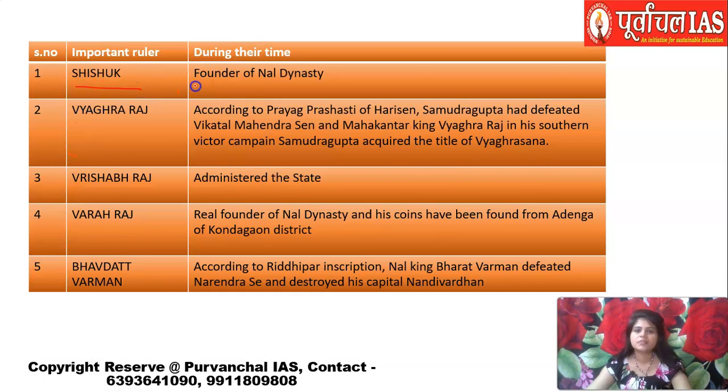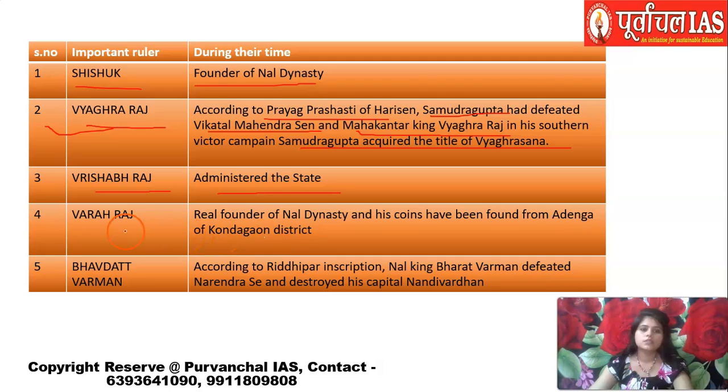Okay, let's see about them one by one. First ruler Shishuk, who is said to be the founder of the Nal dynasty. Vyagraj. Now this Vyagraj was defeated by Samudragupta. I've told you before also, it is mentioned in the Prayag Prashasti of Harisen that Samudragupta defeated Vakataka king Mahendra Sen and Mahakantar king Vyagraj, and this one is the Mahakantar king Vyagraj. Mahakantar is the name given to the Bastar division during ancient times. And Samudragupta, after defeating them, acquired the title of Vyagrasan.